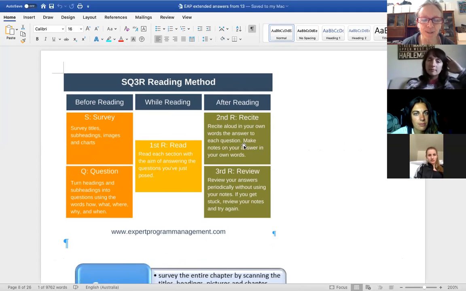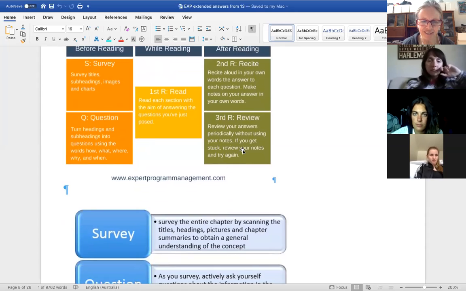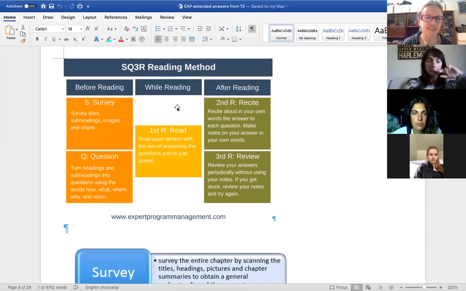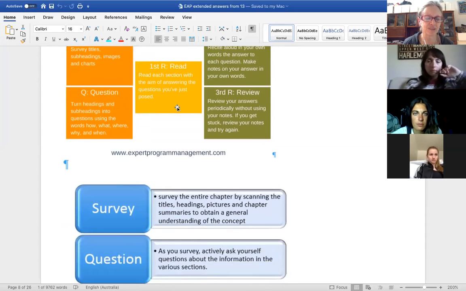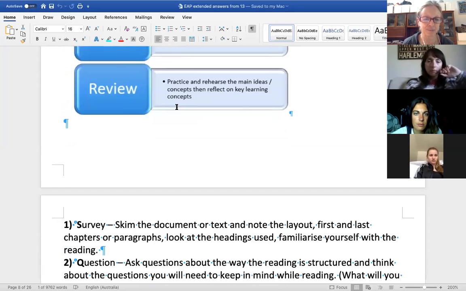So read aloud the questions and then recite in your own words the question so you understand it, and then go back and read a second time looking for those questions. And the third R, because there's 3 R's, is to review your answers. That's how they recommend. If you have a reading text, go through the survey, question, read, recite, review method.